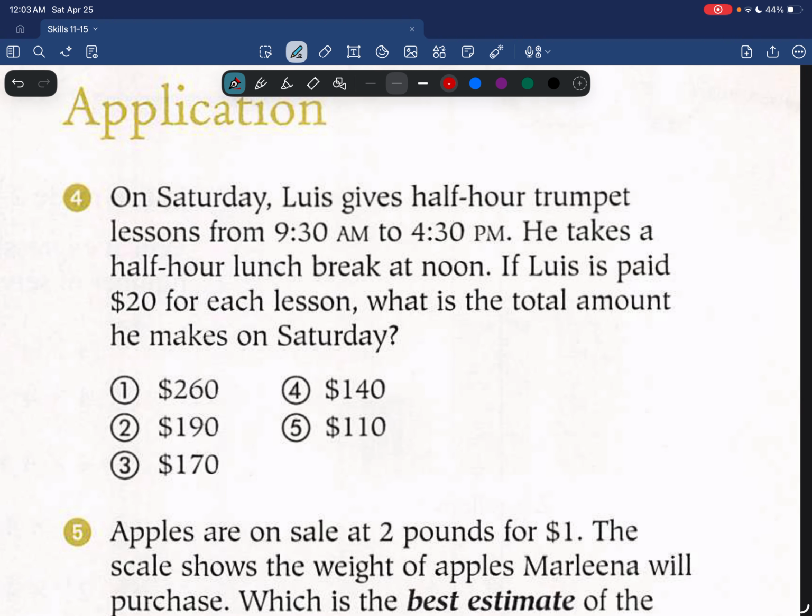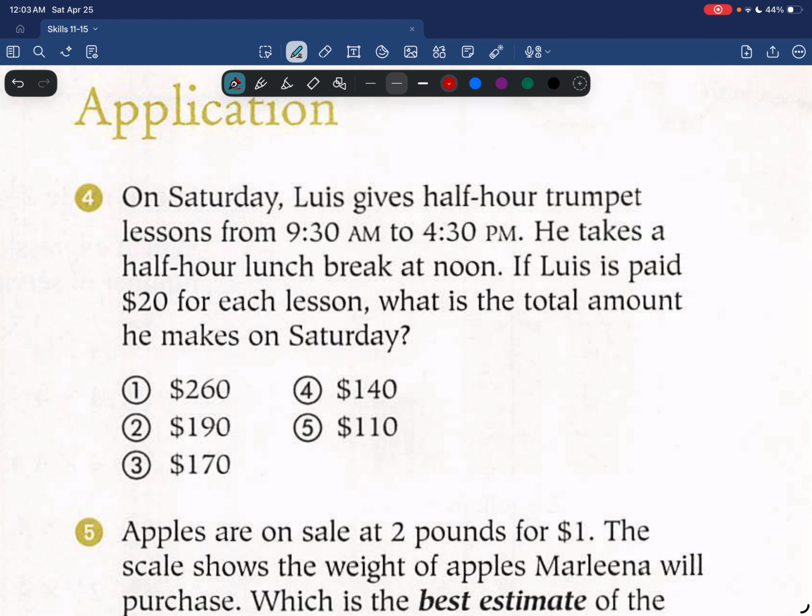Application. On Saturday, Luis gives half-hour trumpet lessons from 9:30 a.m. to 4:30 p.m. He takes a half-hour lunch break at noon. If Luis is paid $20 for each lesson, what is the total amount he makes on Saturday?